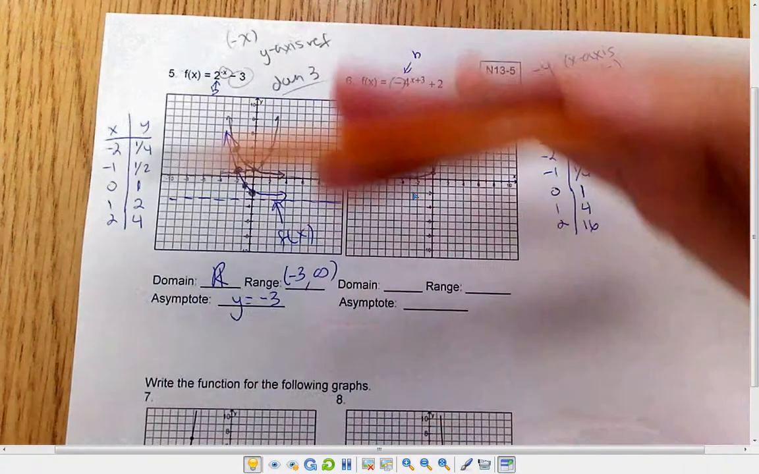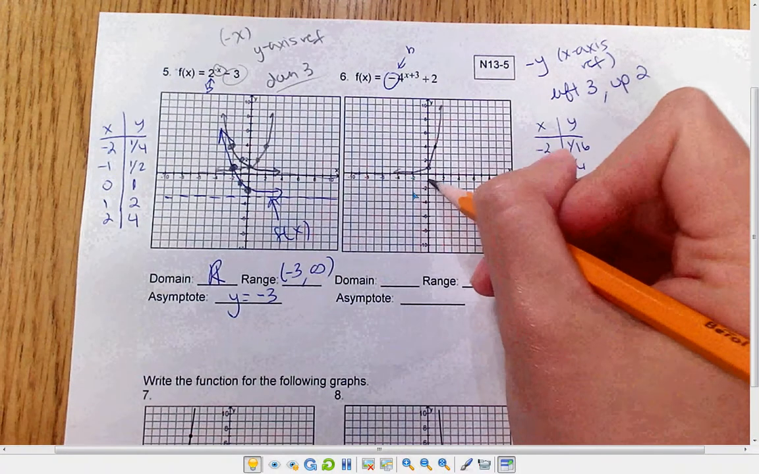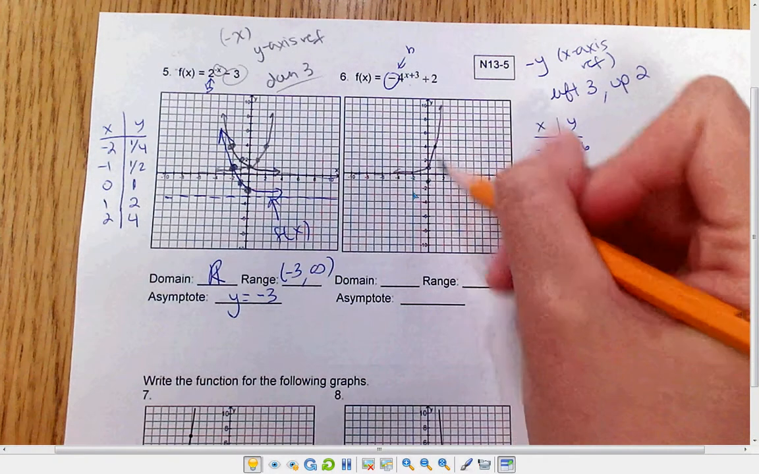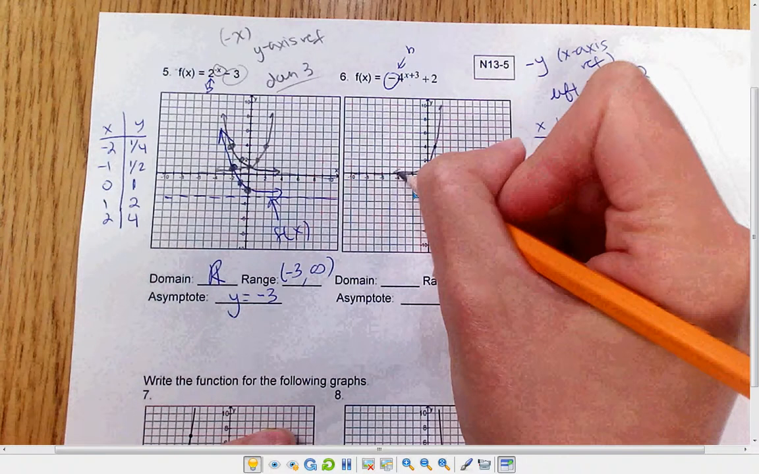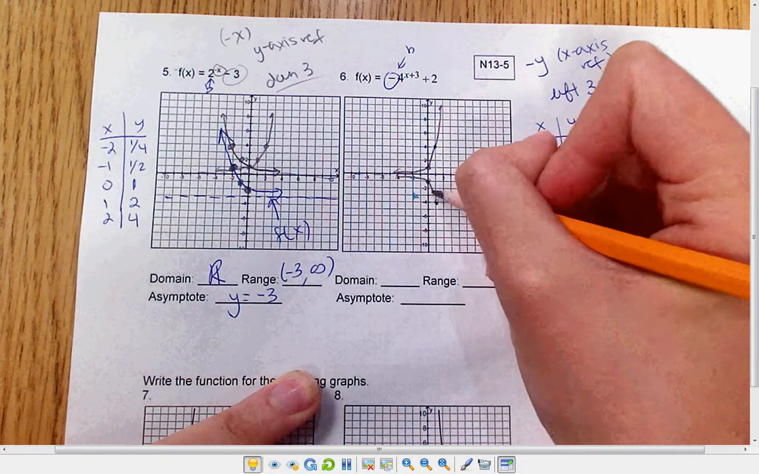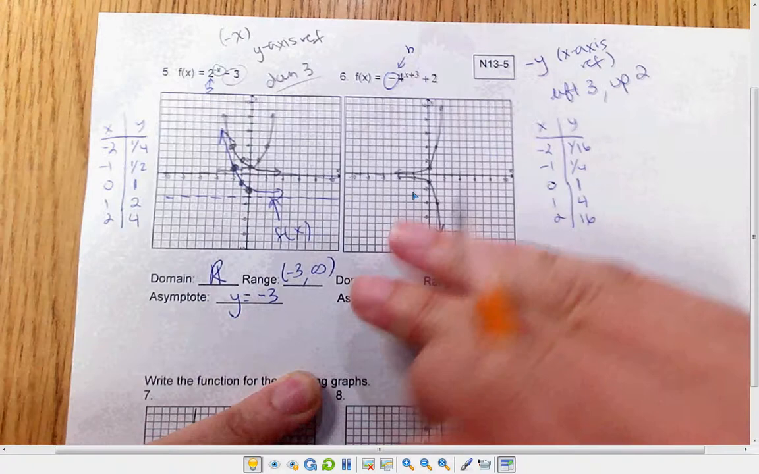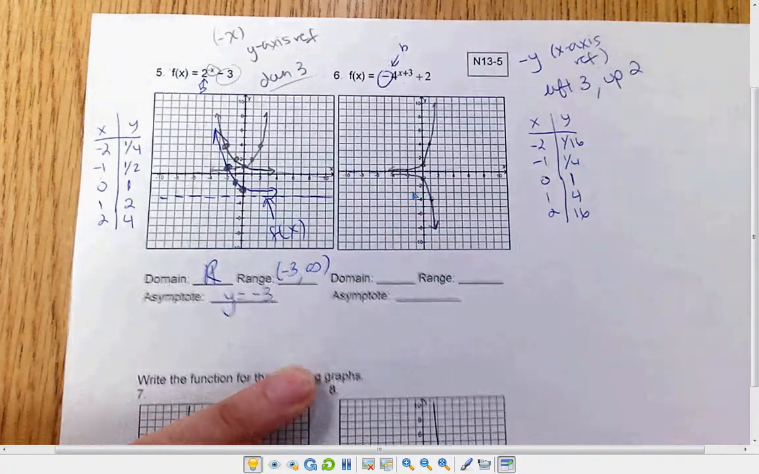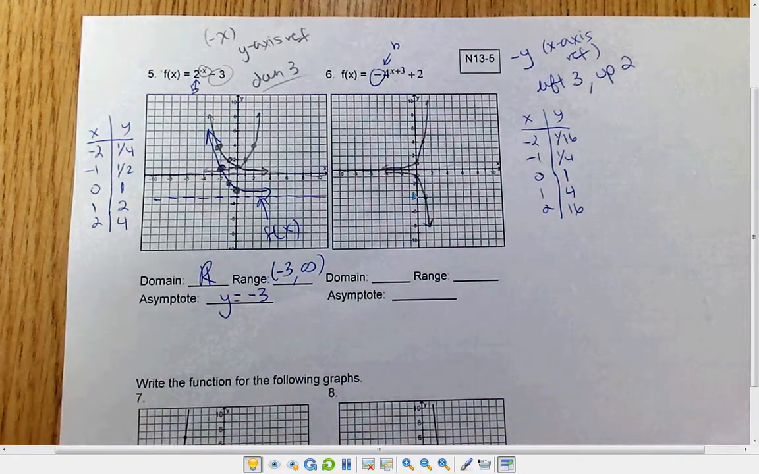So if it reflects across the x-axis, this point is going to be down here. This point is going to be down here. It's still approaching my asymptote. So now it's pointing down instead of up. And all of my points are going to move to the left 3 and up 2.